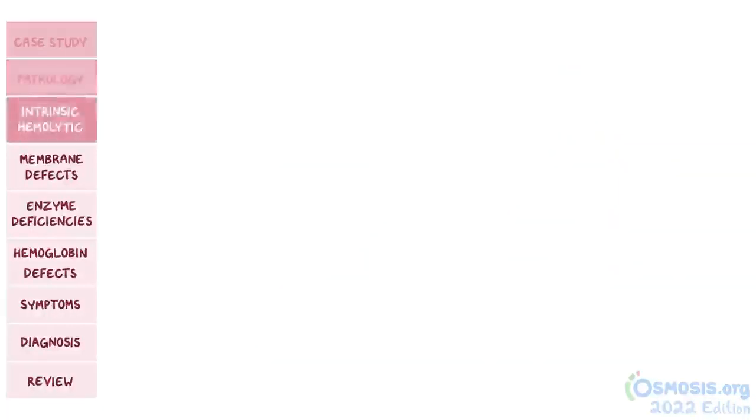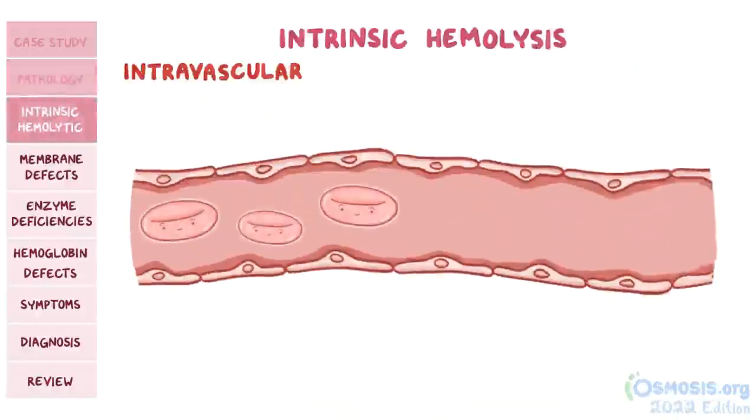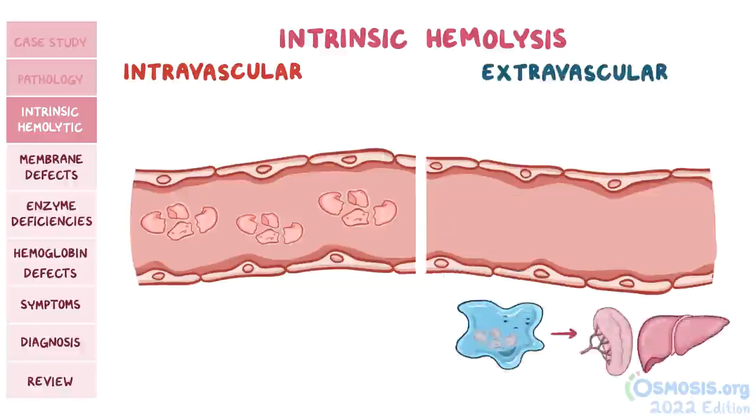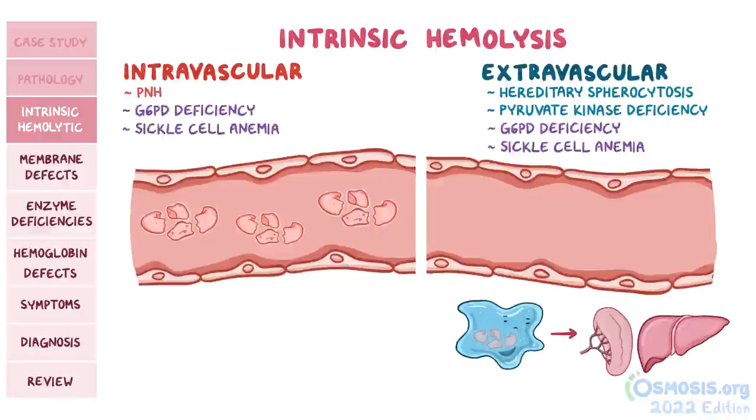Now, we can also divide intrinsic hemolysis into intravascular, meaning RBCs are destroyed within the vasculature, or extravascular, meaning they're removed by macrophages in the spleen and liver. Hereditary spherocytosis and pyruvate kinase deficiency cause extravascular hemolysis. PNH causes intravascular, while G6PD deficiency and sickle cell anemia can cause both intravascular and extravascular hemolysis.